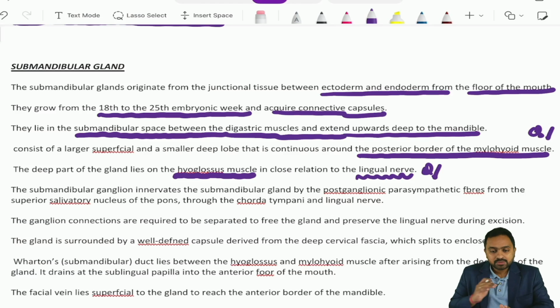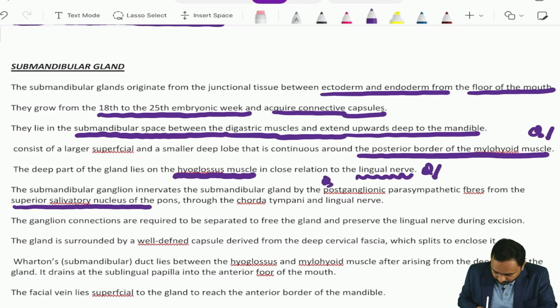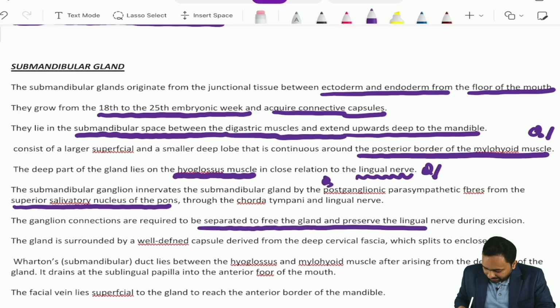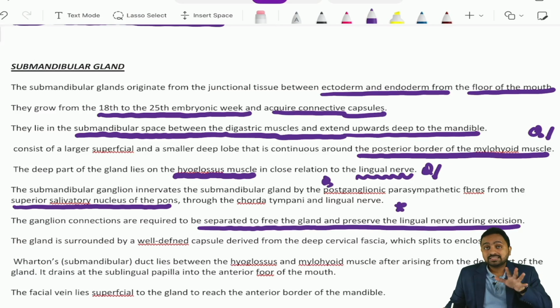Now, the submandibular gland is innervated by postganglionic parasympathetic fibers from your superior salivary nucleus of the pons through the chorda tympani and your lingual nerve. Now, these ganglionic connections are required to be separated to free the gland and preserve the lingual nerve during your excision. So, this basically emphasizes that the lingual nerve needs to be preserved during your submandibular gland excision.